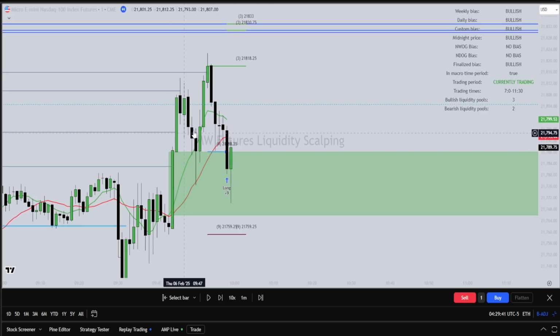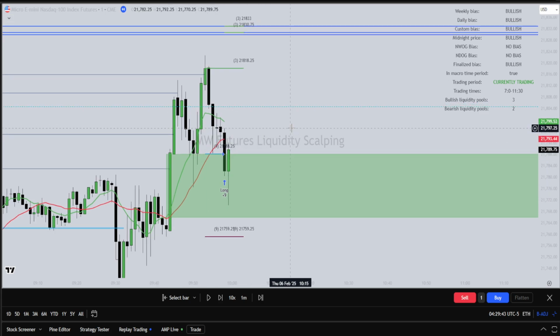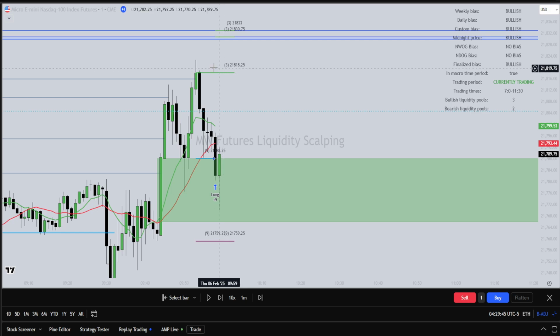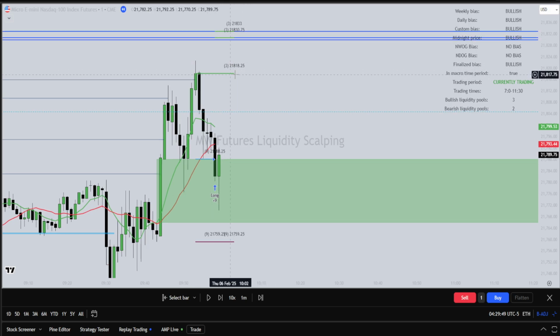It just tagged us in. It has a little bit of drawdown. That's fine. As you can see, the profit targets right now with the current liquidity pools and the first minimum handle run are being set. So we sell 3 contracts at 818, 3 contracts at 830, and 3 contracts at 833.